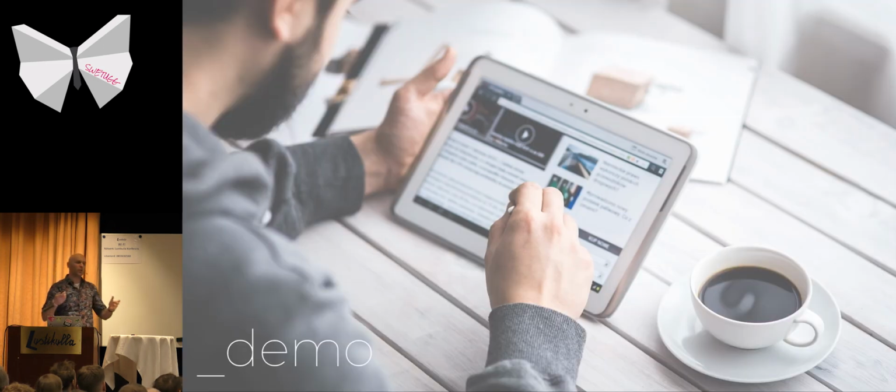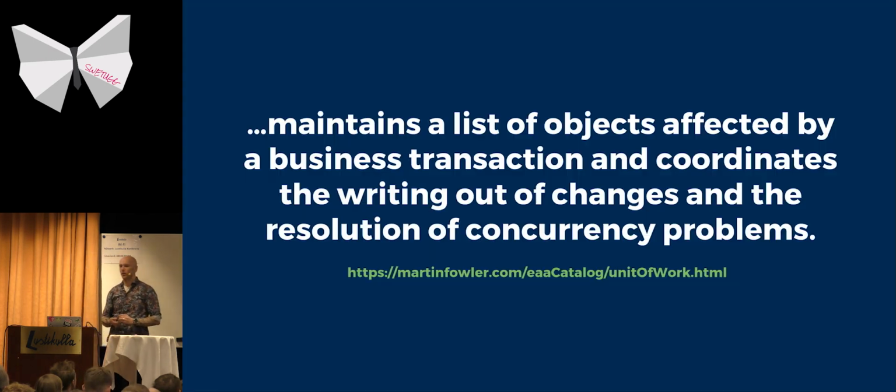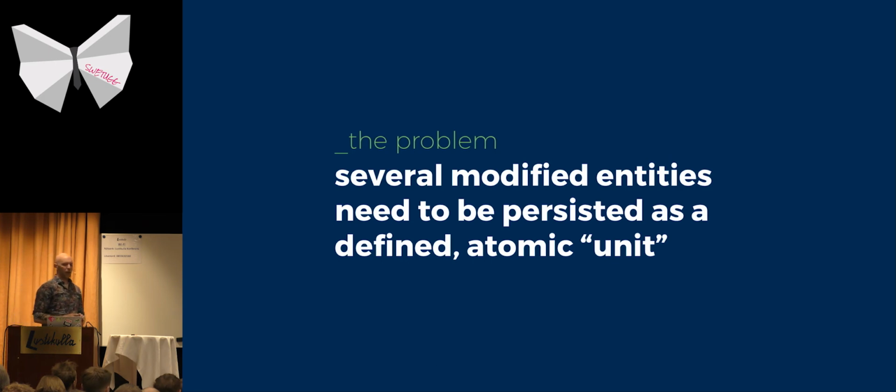And finally, how do we solve the problem of repositories not having a save? You do unit of work. So unit of work, definition is, according to Martin Fowler, maintains a list of objects affected by a business transaction and coordinates the writing out of changes and the resolution of concurrency problems. So the problem you have is that you have a bunch of modified entities that need to be persisted in an atomic unit. Basically, there needs to be a transaction around it.